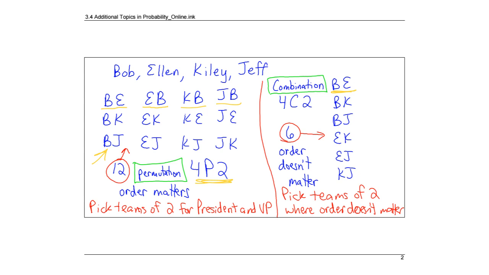And then in that next column, Kylie and Bob were already picked up here. Kylie and Ellen were already picked here. So I do need Kylie with Jeff. I don't need that whole last column though, because Jeff and Bob were already picked together, Jeff and Ellen were picked together, and Jeff and Kylie were picked together. So notice the number comes down. When the order doesn't matter, I only have 6 choices. So this is a combination, right? And so we would say 4C2, because we're picking 2 people out of 4, but we're not worried about the order.